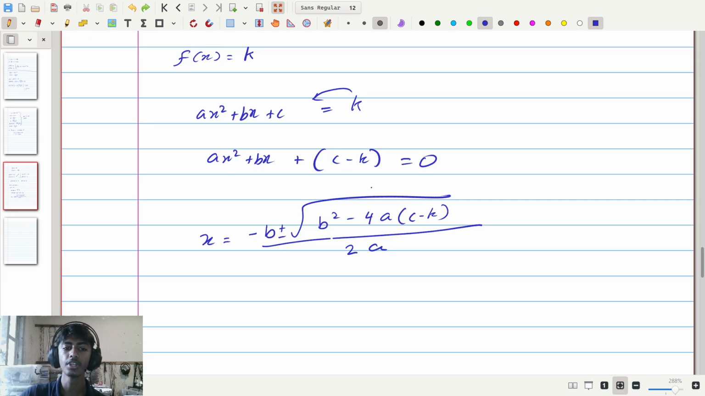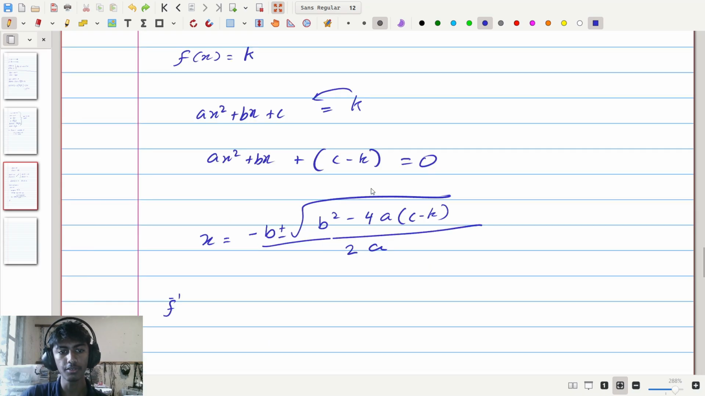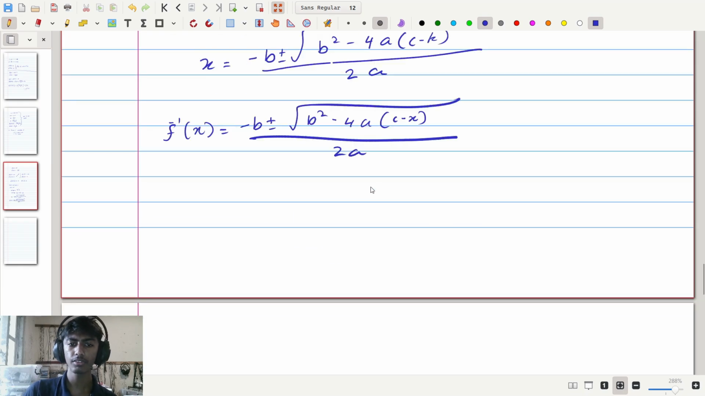It's our output. So if I want to write this as an inverse function, the inverse function to the quadratic formula we showed above is in fact f inverse of x equals negative b plus or minus the square root of b squared minus 4a times c minus x, divided by 2a. This function has a plus or minus in it because our forward direction function was not a one-to-one function.